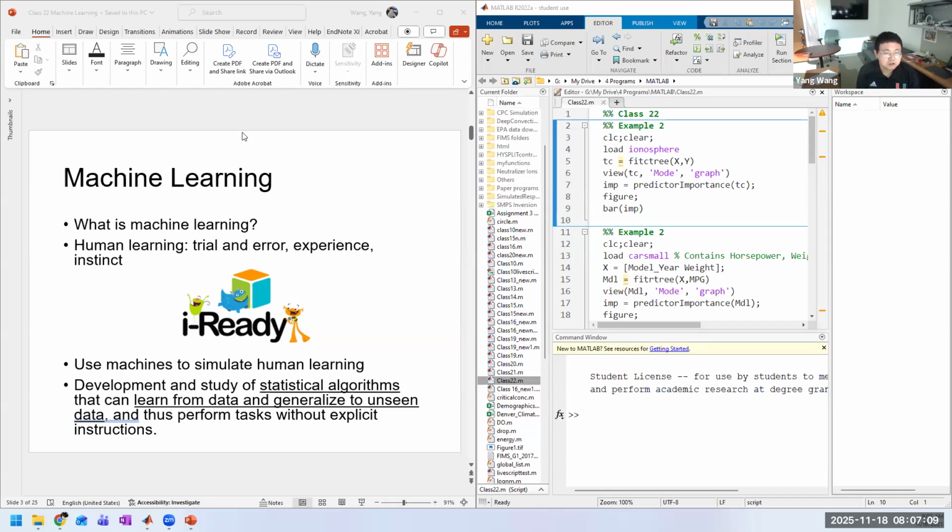So actually, machine learning is trying to use a similar method to simulate human learning. So we just provide a lot of data, a lot of basically experience or examples, right? And then let the machine learn by itself. Of course, there is going to be trial and error.